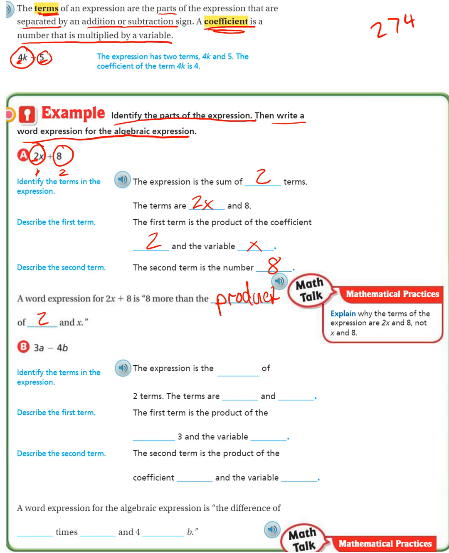Okay, so let's do the same thing for the next one. We have two terms, and this is the first term, this is the second term. On the first term, the coefficient is 3. On the second term, the coefficient is 4. So the expression is the difference, because we're subtracting the two terms.